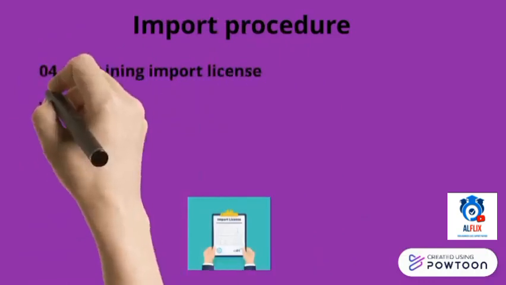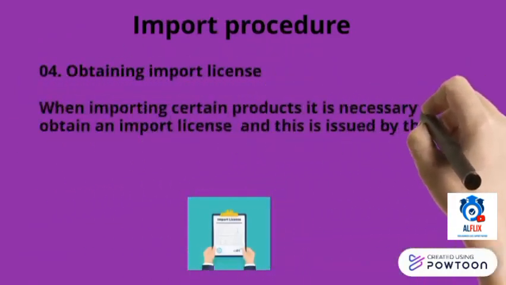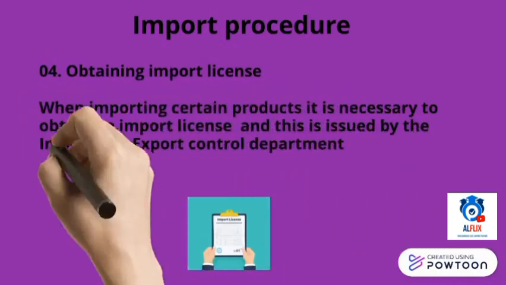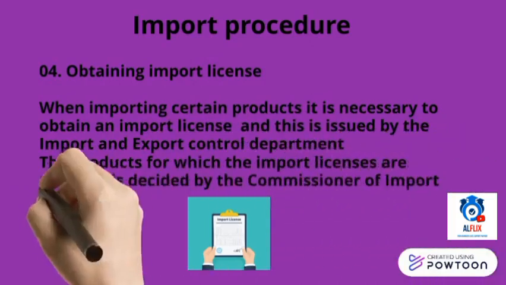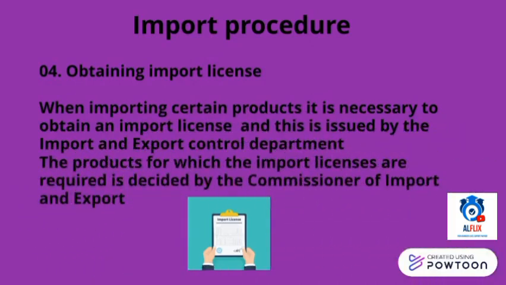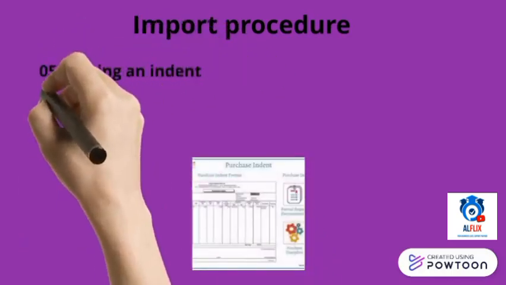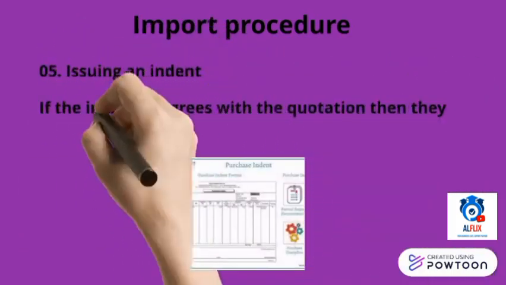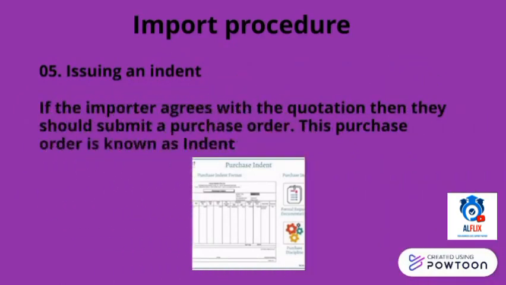Obtaining import license. When importing certain products, it is necessary to obtain an import license, and this is issued by the Import and Export Control Department. The products for which the import licenses are required is decided by the Commissioner of Import and Export. Issuing an indent. If the importer agrees with the quotation, then they should submit a purchase order. This purchase order is known as indent.